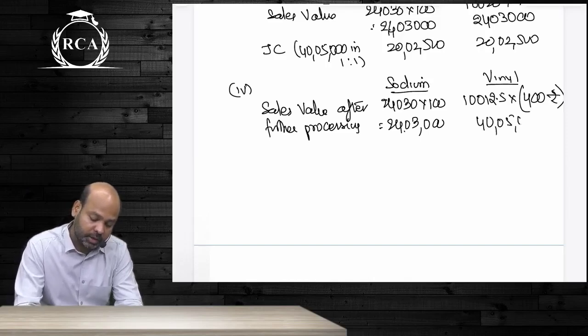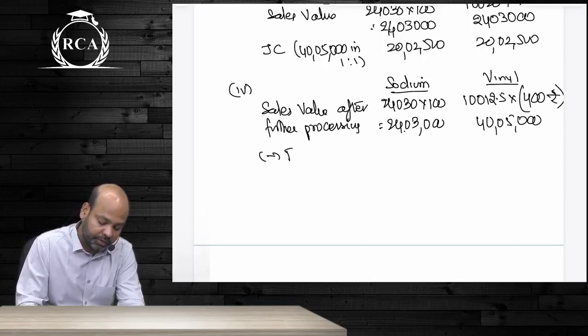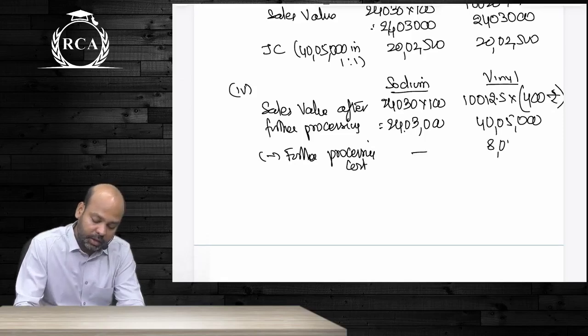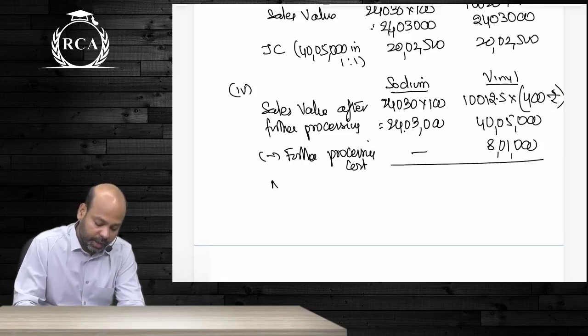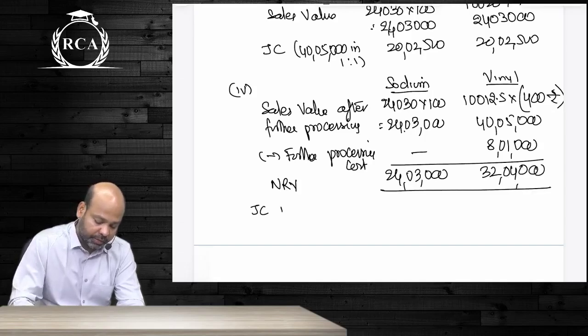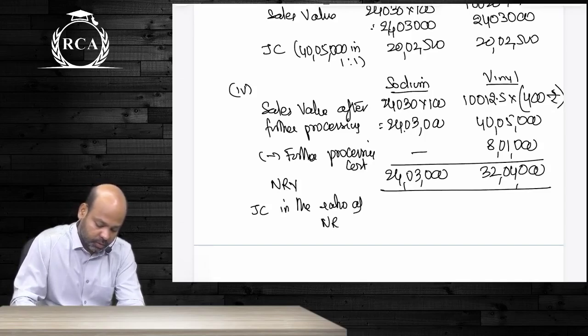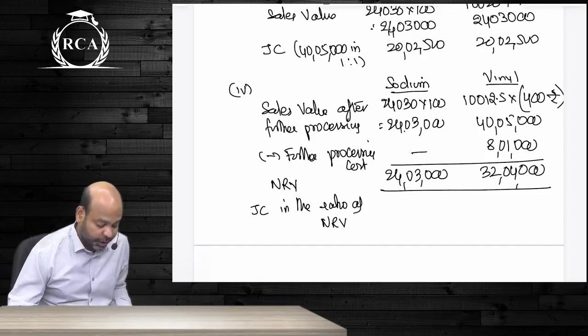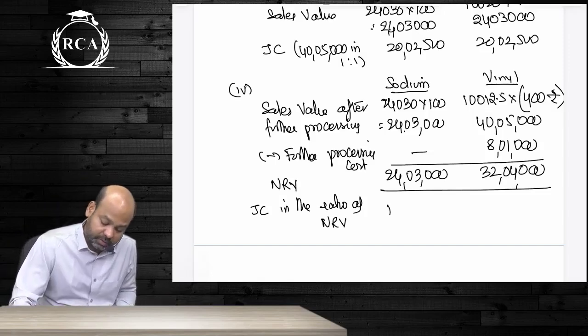40 lakhs 5,000. From this, beta, you will deduct the further processing cost. That is also given in the question. 8 lakh 1,000, guys. This will become NRV, guys, which is 24 lakhs 3,000 and 32 lakhs. You will now divide your joint cost in the ratio of NRV, guys. You should get option B, 17 lakhs.